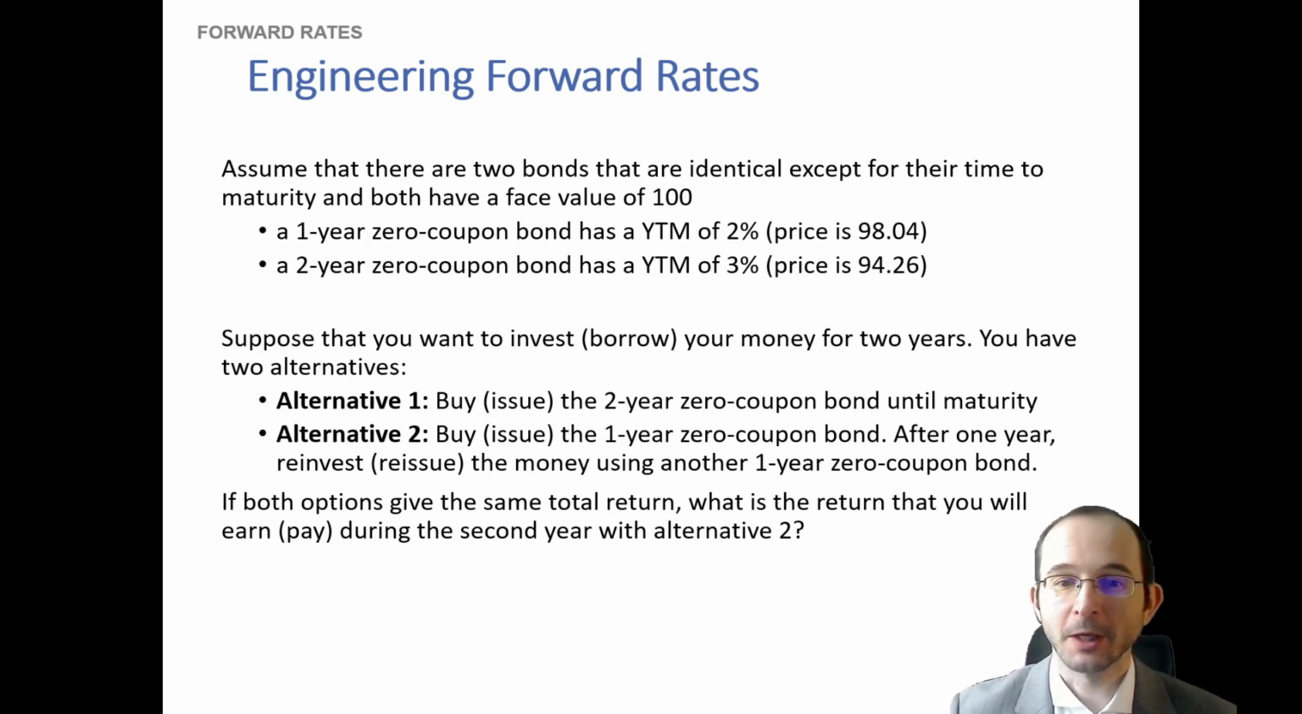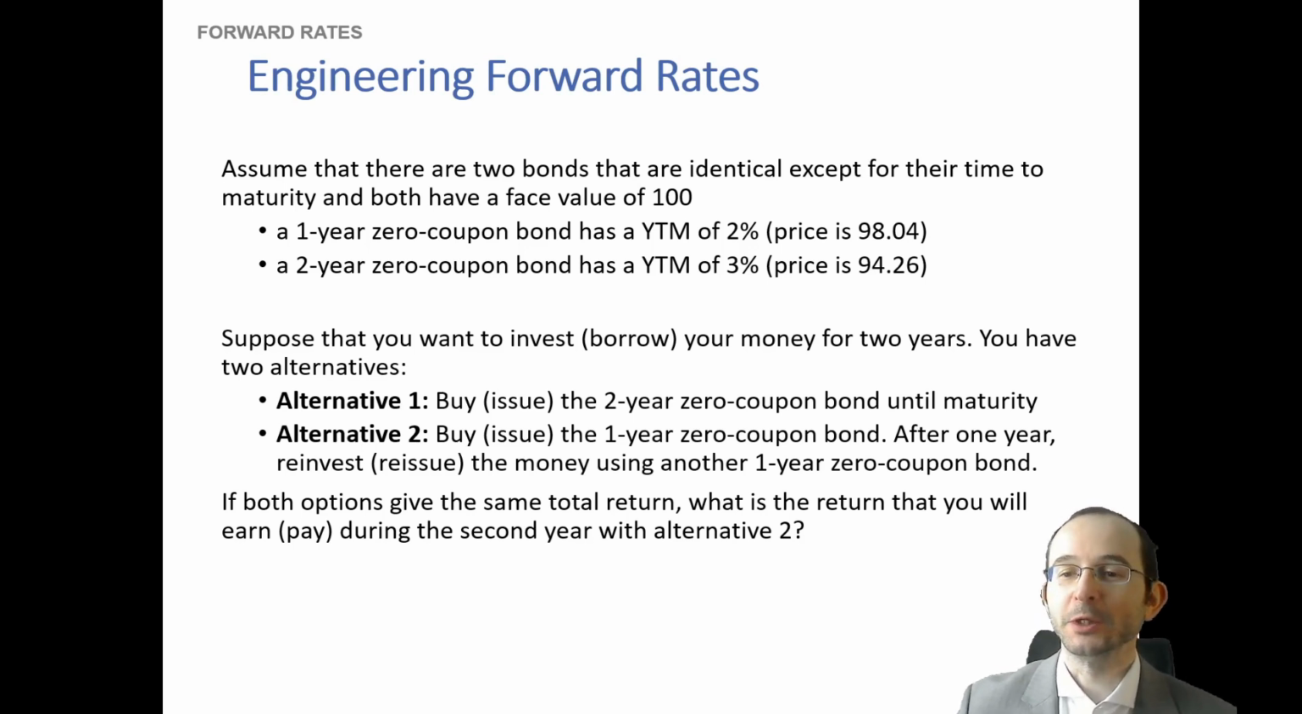Or we can actually use the 1-year zero-coupon, and after that comes due, either if we were the borrower, we would need to borrow again a year from now, or if we were an investor, we would need to buy another bond and lend at a different rate a year from now. Now, intuitively, we might expect these options to give the same total return, but that's not something we should take for granted yet. But what return would we actually expect if we actually do follow alternative 2?